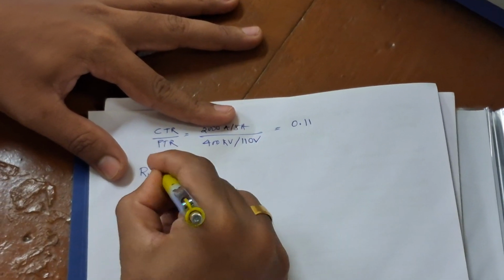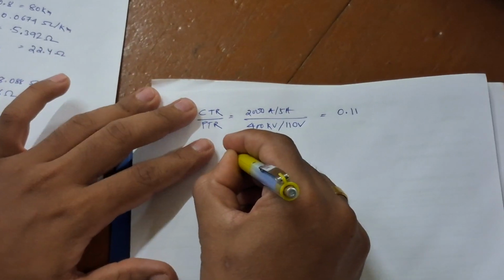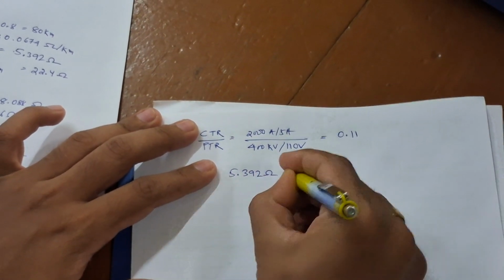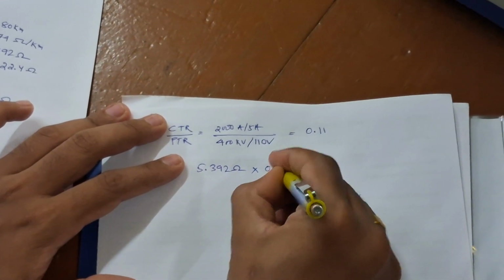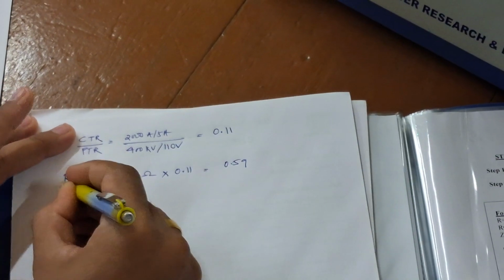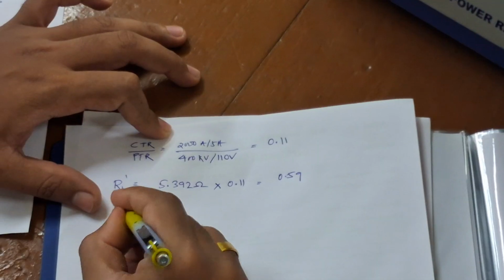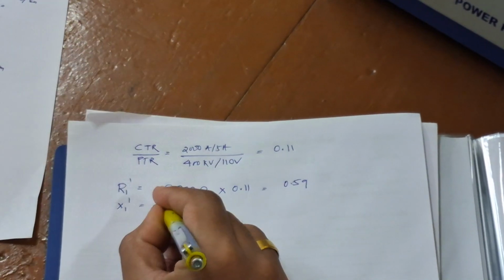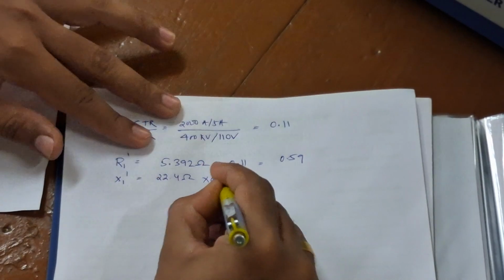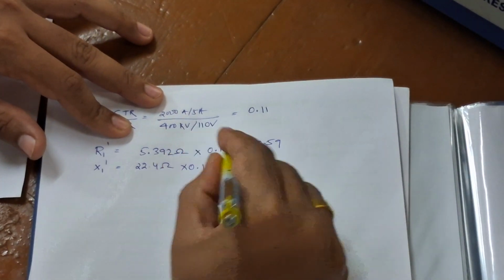So R1 dash will become 5.392 ohm into 0.11, that will become 0.59. This is referred to secondary for zone 1 resistance. Likewise, X1 dash will come 22.4 ohm into 0.11, that will become 2.464.